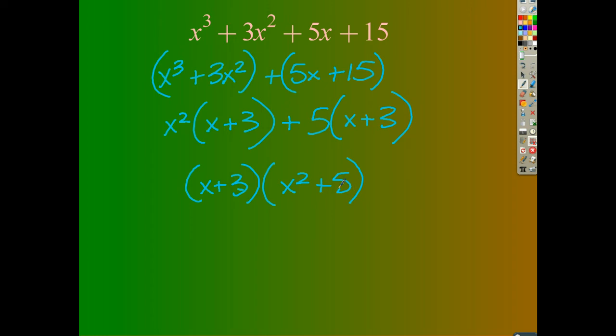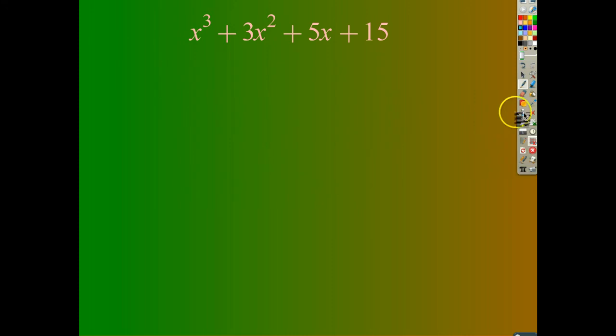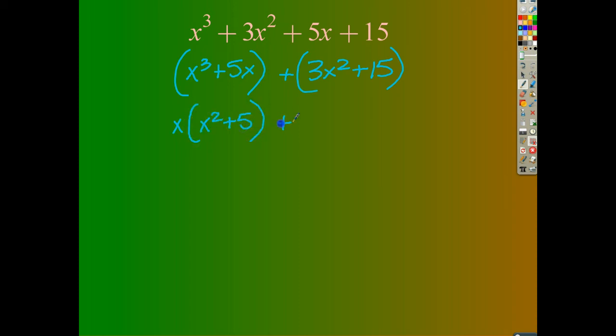Well, now this wasn't the only way we could have done this. In fact, let's go back and say you looked at this and said, x cubed plus 5x, these two have a common factor of x in them, plus 3x squared and 15, those have a common factor of 3. Well, let's do this. I'm going to pull out x from both of these, and I'm left with x squared plus 5, plus I'm going to pull out 3 from here, and I'm left with x squared plus 5. Interesting.